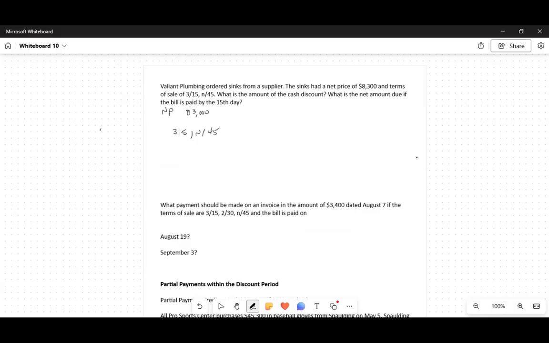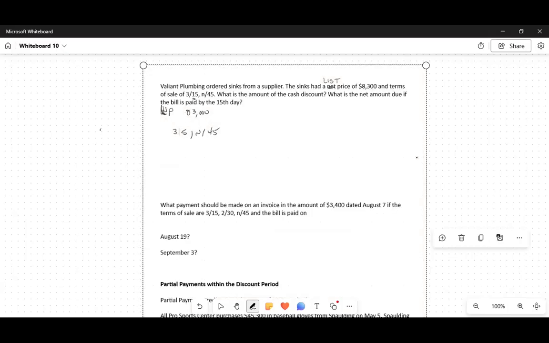Actually, this really shouldn't say net price. It should say list price because I know the problem. This is a mistake. All right, so that's list price, not net price. We'll put an L there. All right, and so they want us to figure out here what is the amount of the cash discount and the net amount due if the bill is paid on the 15th of the month. So the 15th would still be within the discount period. So it doesn't really matter what that is.